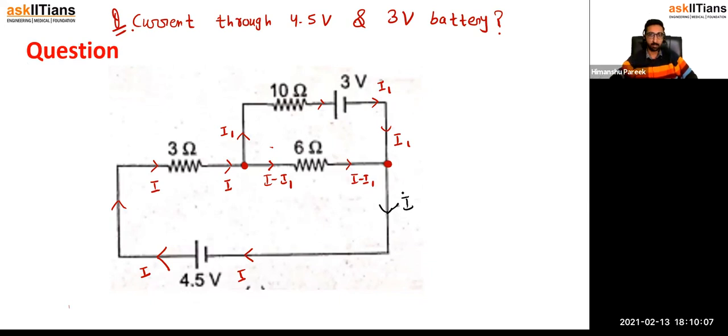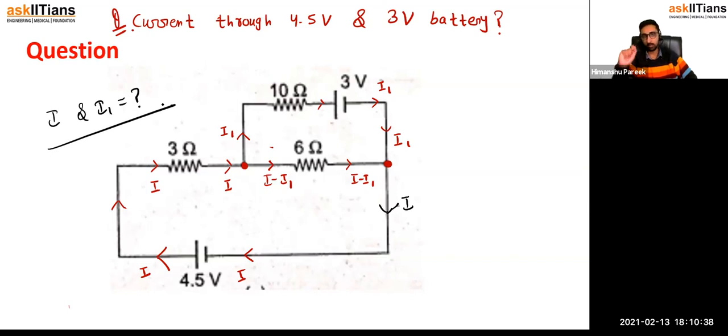All right. Now let us begin with the Kirchhoff voltage law. How to apply the Kirchhoff voltage law? So first of all, you see one thing. There are two variables. I don't know the value of I and I don't know the value of I1. Both are unknown for me. So I need two equations to solve them.